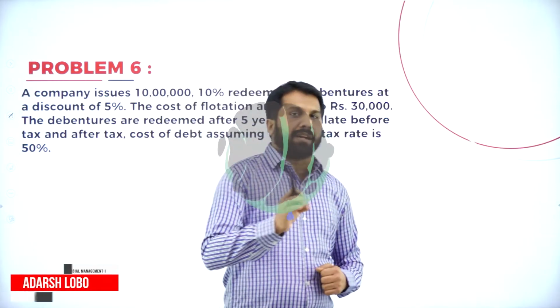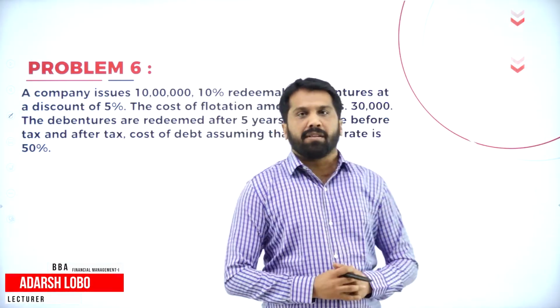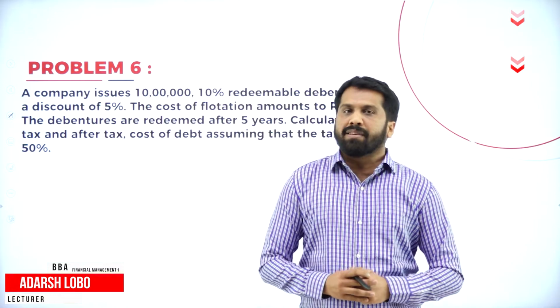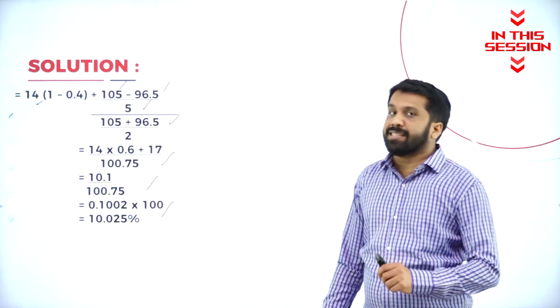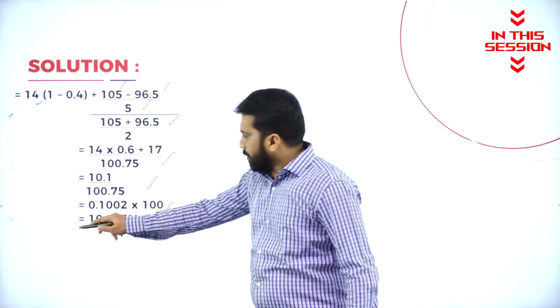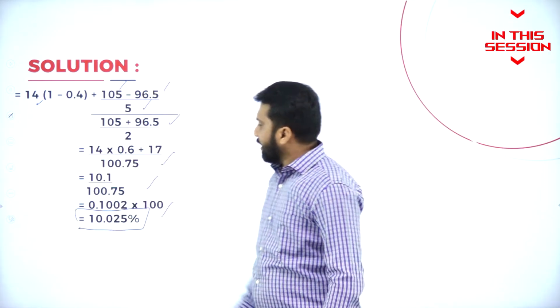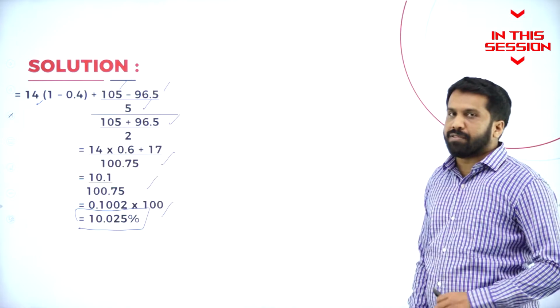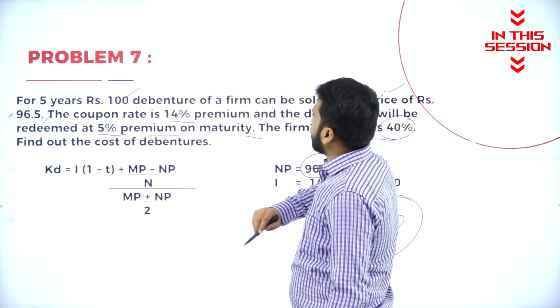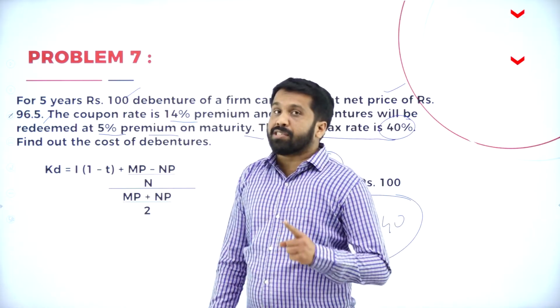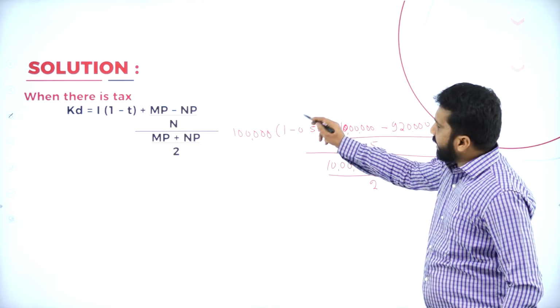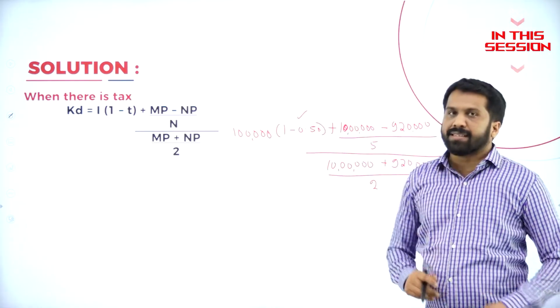If number of years are mentioned, it is redeemable. If number of years are not mentioned, it is called irredeemable. We don't want your final answer in numbers, we want it in percentage. 10.025. So they have given it is 14%. On what value? 96 or 100? Always go with face value. In this, the only extra thing added is your 1 minus tax rate.